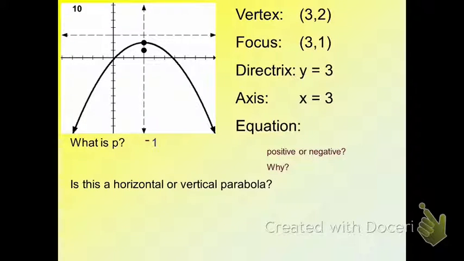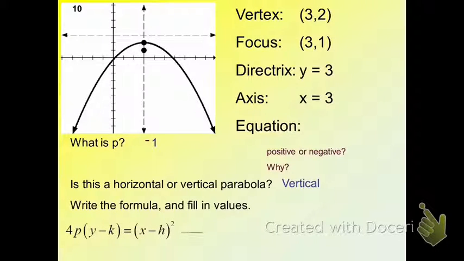Jen, is this considered horizontal or vertical? Vertical. So what needs to be squared, x or y? X. There it is up there on the board. That's the equation you should have gotten.